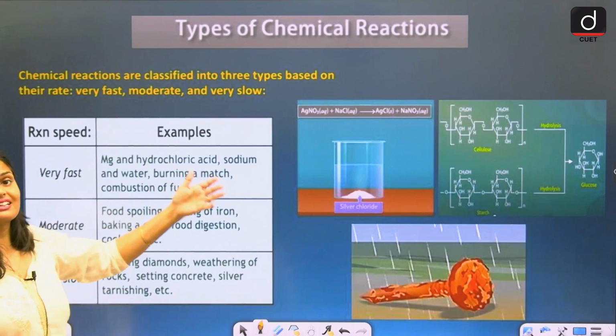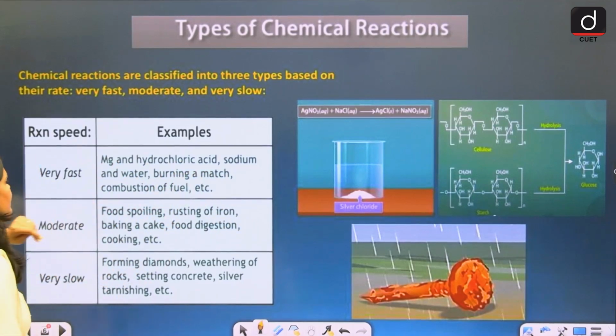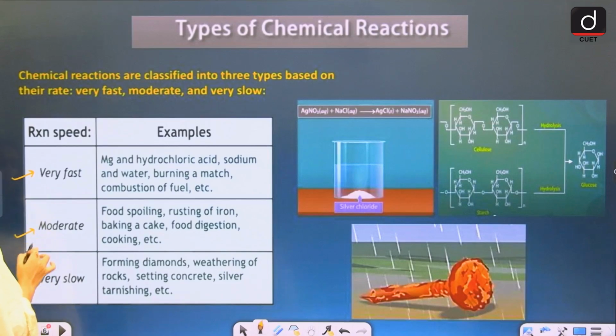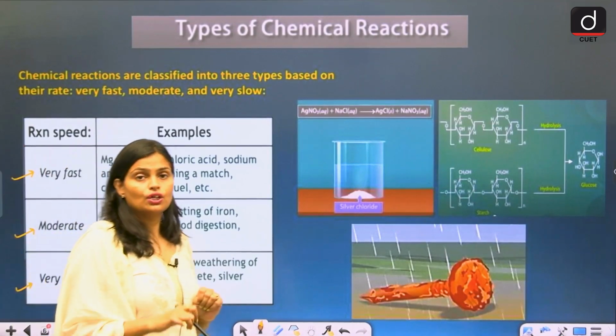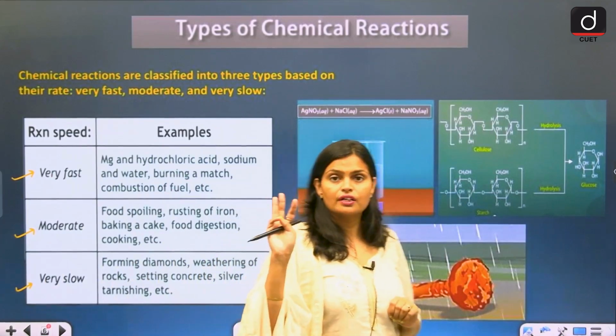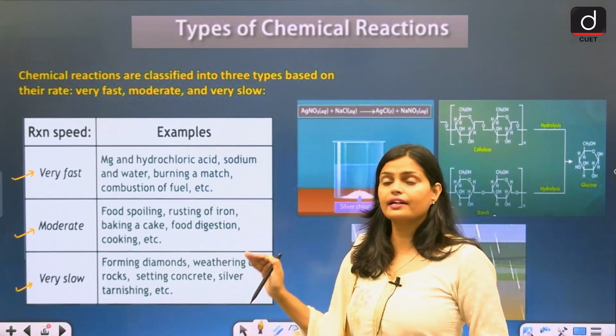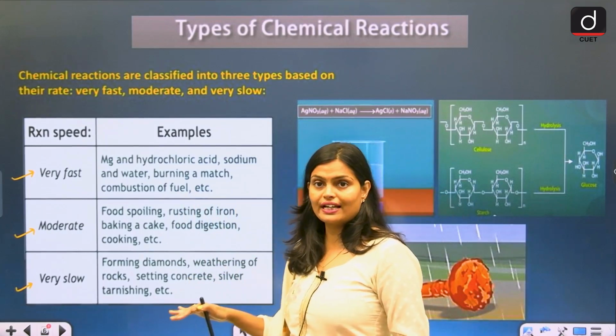Based on their speed, based on their rate of reaction, chemical reactions are divided into 3 types. What are the 3 types? Very fast reaction, moderate reaction, and very slow reaction. So basically we have 3 types of reaction: very fast, moderate, and very slow.